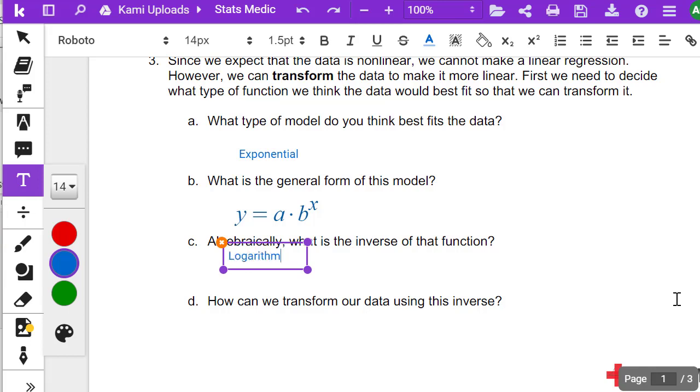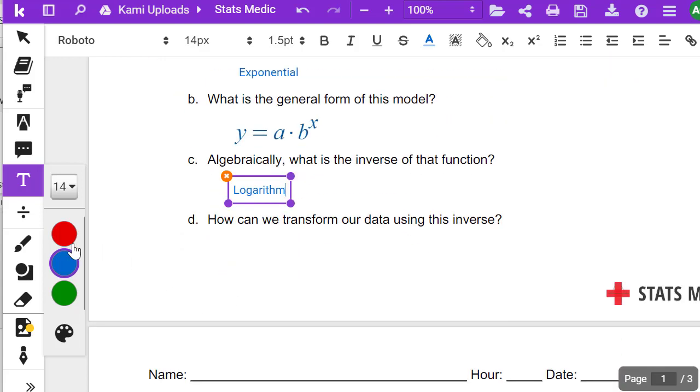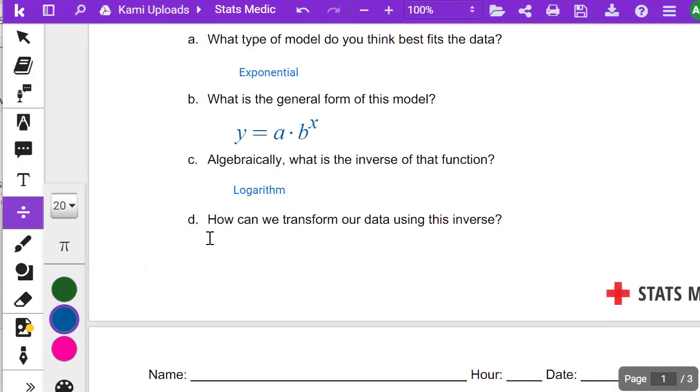All right, so we're basically going to do our function equation. Let me go ahead and plug in the equation. We're going to take the log of both sides of our general equation. So it equals log of y equals log of a times b to the x. Right? So that's our first equation.